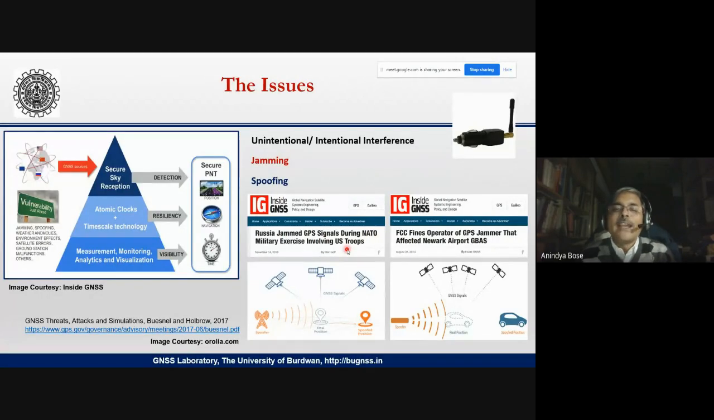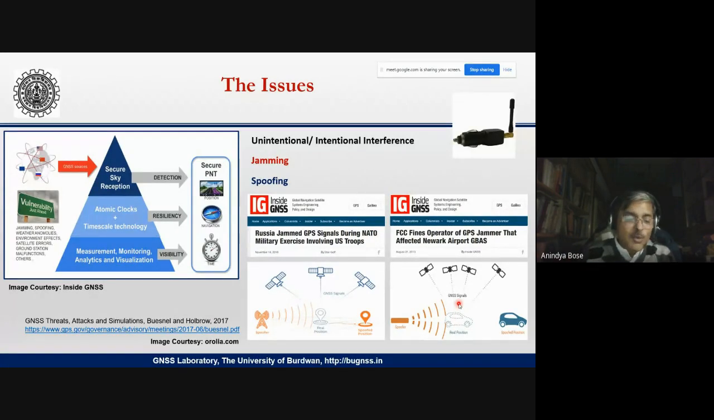Okay, so you can see Russia jammed GPS signals during a NATO military exercise, and during the ongoing Russia-Ukraine war, there are many reports that Russia completely jammed the Ukraine airspace, so many of their drones are not working. FCC finds operator of GPS jammer that affected New York airport. So this is the report which I was talking about. So GPS jamming and spoofing. So how to get rid of this one? Basically for defense purposes. That is another, I would rather say, open challenge.